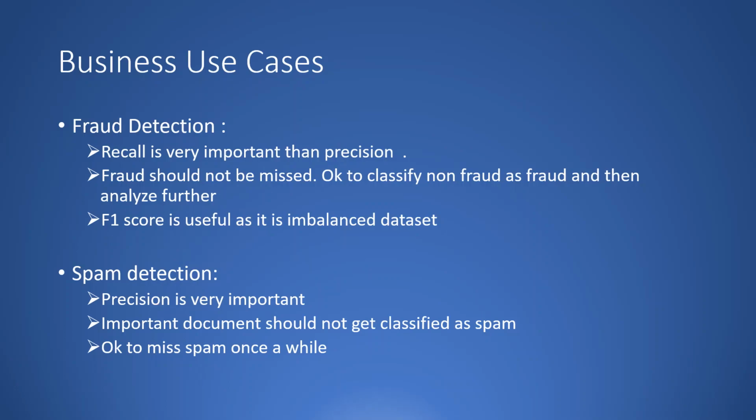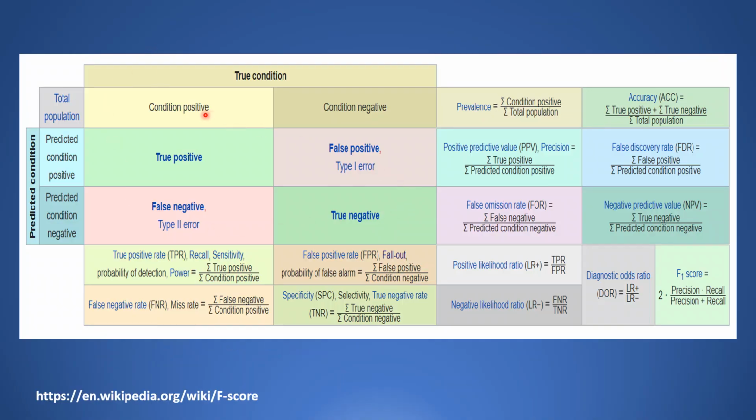From our confusion matrix, we can also compute a lot of other metrics. We already know recall. Recall is also known as true positive rate or sensitivity. It is the sum of true positives divided by the sum of condition positive, which is the sum of true positives plus the sum of false negatives. Similarly, you have precision, also known as positive predictive value, which is the sum of true positives divided by the sum of predicted condition positive, which is the sum of true positives plus the sum of false positives. This is with respect to the positive class.